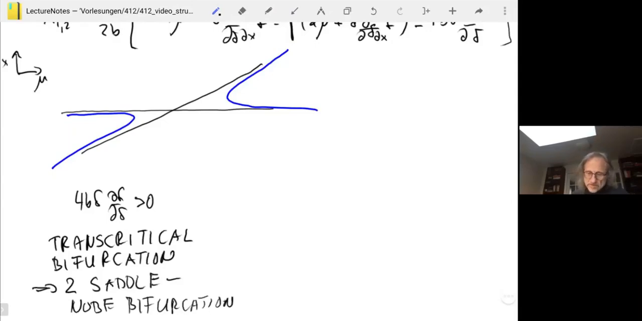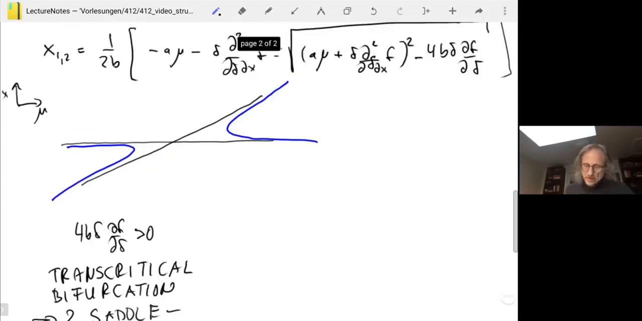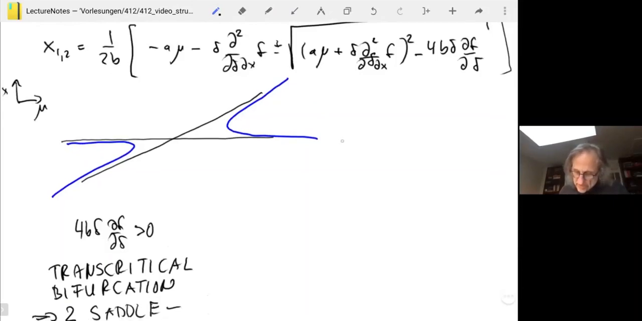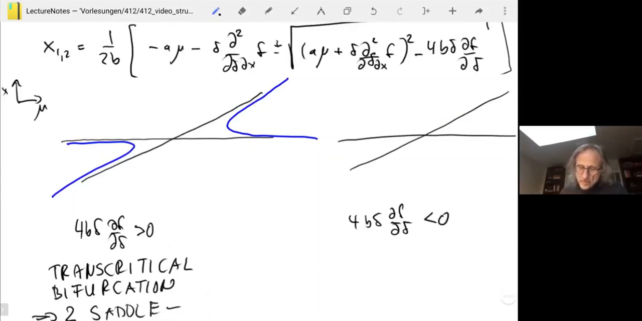Okay, so that's interesting. What happens for the other sign? Well, let me make that sketch here. So again, this would be the unperturbed situation. And now let's say we have 4b delta times df by d delta is negative. Well, if that's negative, what happens?